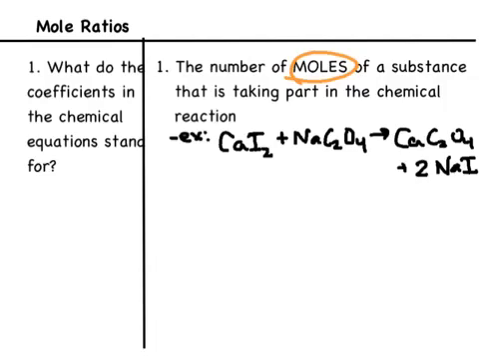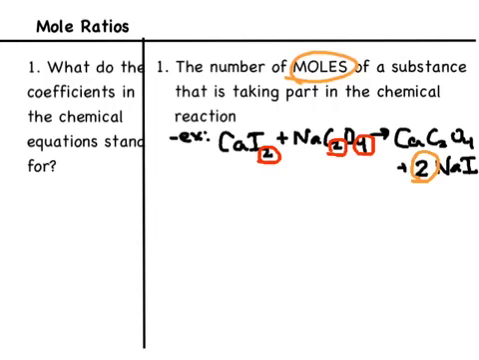CaI2 plus NaC2O4 reacts to form CaC2O4 plus 2 NaI2. So like we've seen before, we have a whole bunch of these little subscripts, which tell us how many atoms are in the molecule. Then we have this big number out here, which is our coefficient. That's the thing that tells us the moles.